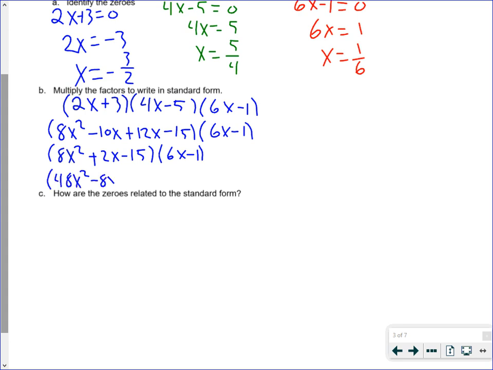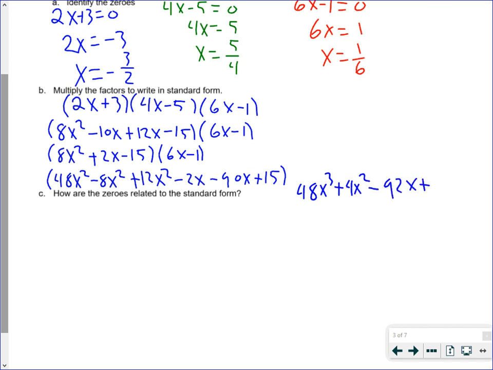And when we do, we should get something like this. -15 times 6x is -90x plus 15. All right, so we have this. We're going to add like terms. 48x cubed plus 4x squared minus 92x plus 15.